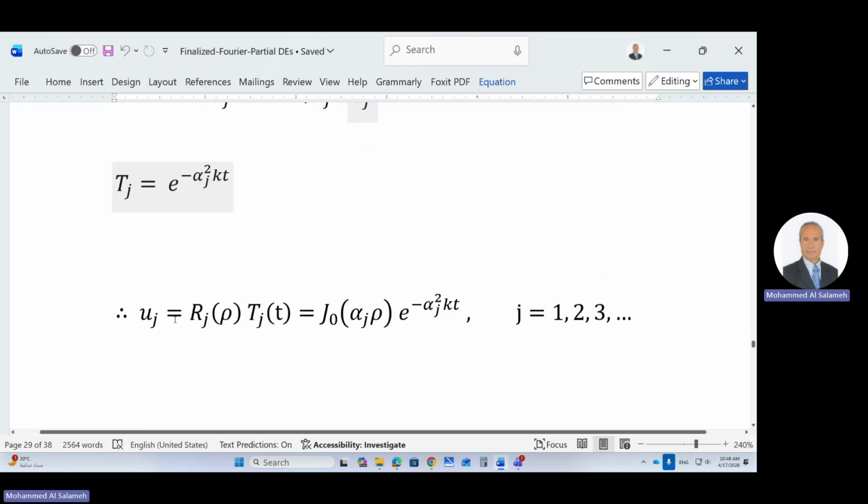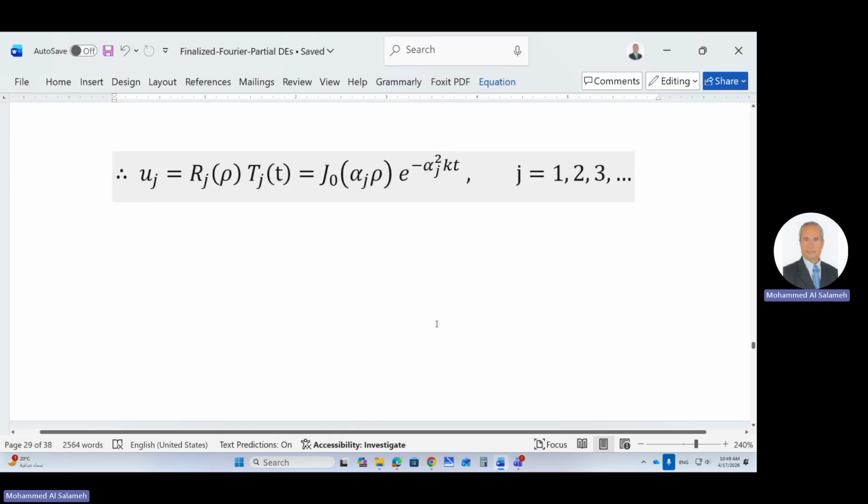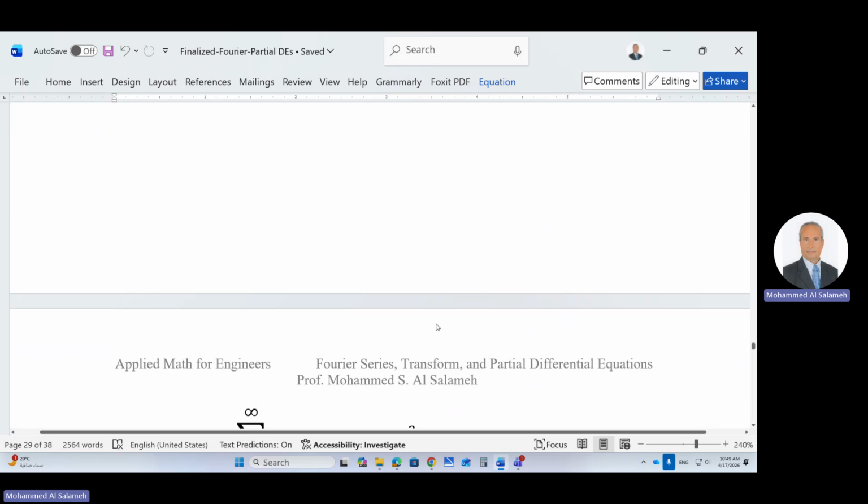Now u j, because this is one mode of the solution, one single term of the series, is equal to R j as a function of rho times T j as a function of t. And j is variable, of course, because j is the index of the eigenvalue and eigenfunction. Now R j equal J0 of alpha j rho, and T j equal exponential minus alpha j squared kt, where j equal 1, 2, 3, etc. This is one single solution, one single mode.